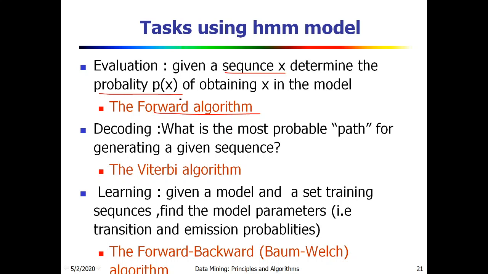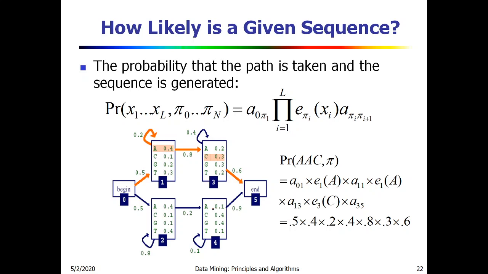Using the forward algorithm, we can find out the probability of that particular sequence. If you want to check the most probable path in the sequence, it is found by the Viterbi algorithm. If you are taking a model and a set of training sequences, then you need to find out the model parameters, that is, the transition and emission probabilities that can be applied. This is given by the forward backward algorithm, which is given by Baum-Welch.